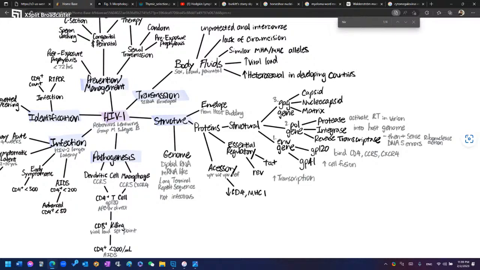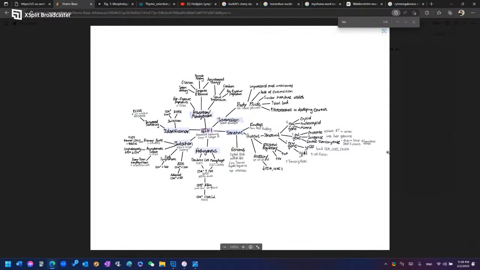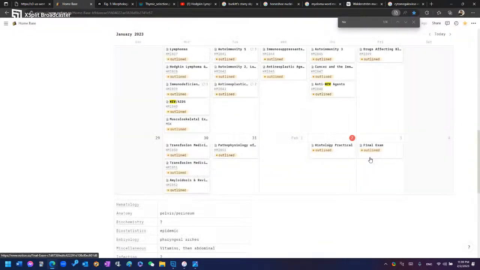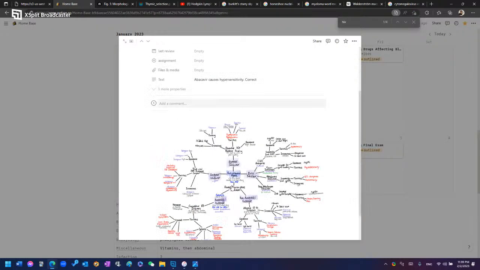Moreover, protease is important in activating it after budding, whereas these two are important in initial infection. So we're going to talk about that now.